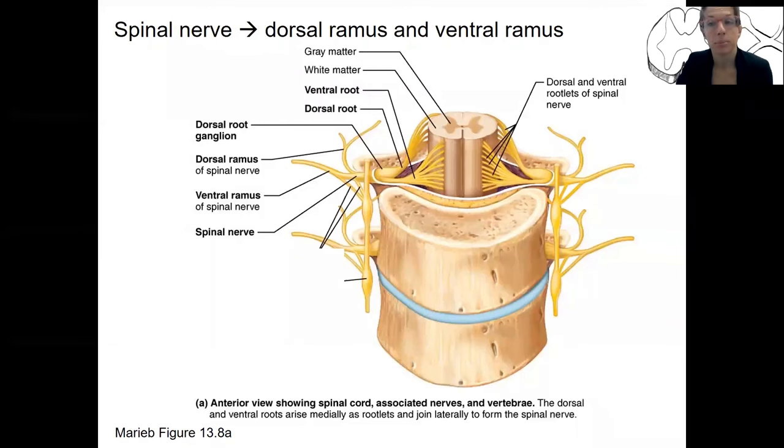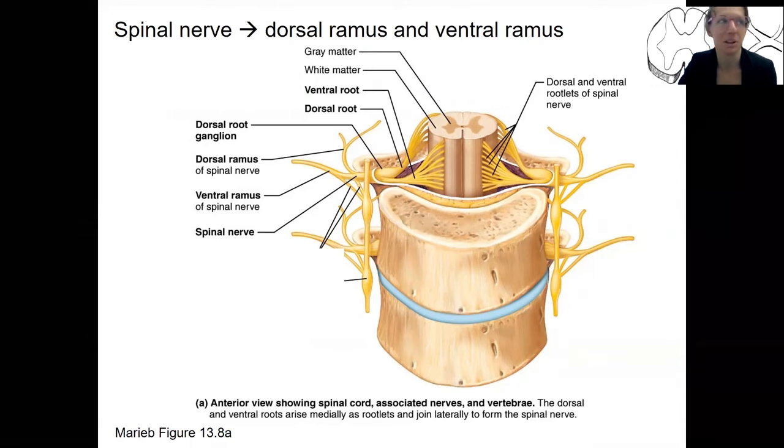So the last thing for basics about spinal cord and spinal nerves is that, of course, it's not as simple as just the spinal nerve coming out and innervating your muscles or glands or whatever, or receiving information from those places. Remember, spinal nerves carry both motor and sensory information. So of course, it's more complicated than that. We're going to have more divisions.